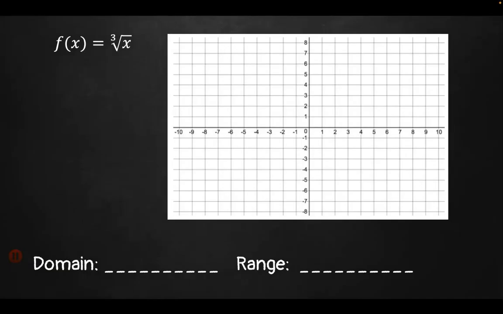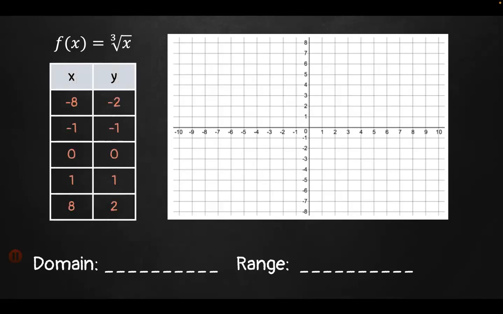Okay, here is our cube root function. I've got a little cube root, so I'm going to go ahead and graph my original table. All right, so I've got -8, 2. I've got -1, 1, 0, 0, 1, 1, and then 8, 2.